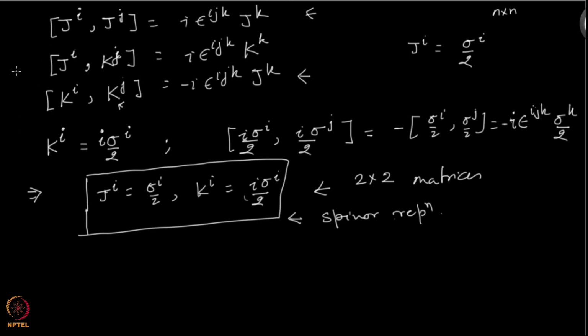And I forgot to say anything about the second set of commutation relations, this one. But we can see that this is also satisfied. If you plug in the J's and the K's which are here, you will see that this is satisfied.